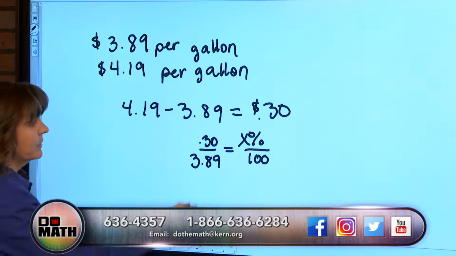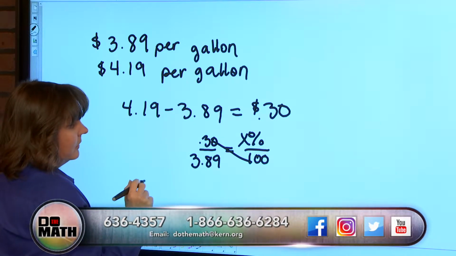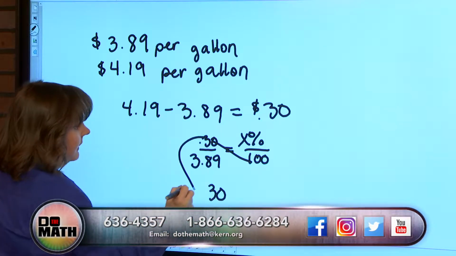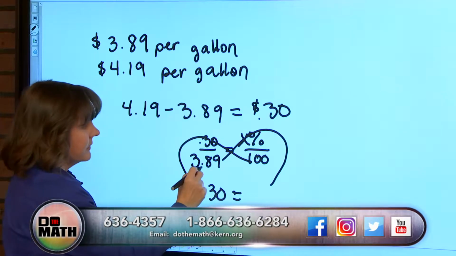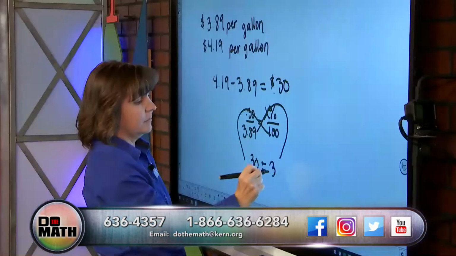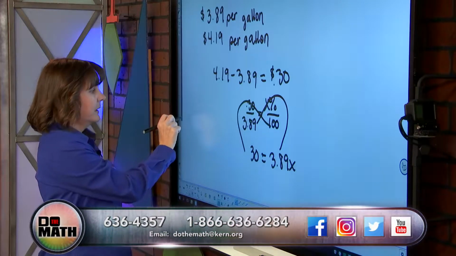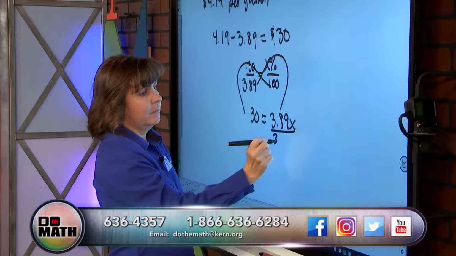Then we can calculate the percent using the proportion. How you solve a proportion is by cross multiplying. So you multiply 100 with 0.3, which gives us 30. And then we multiply this side, $3.89 times x, so 3.89x. Then it's just a one-step equation where we divide to get the answer. So we want to divide by 3.89.